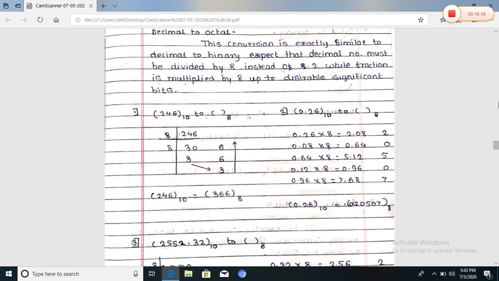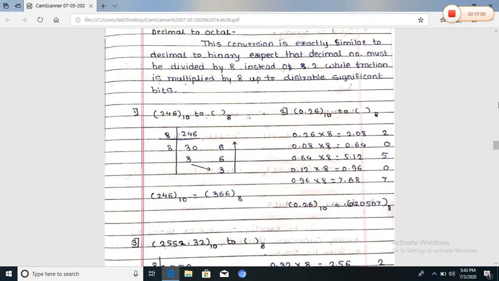The only change is that for decimal to binary we divide by 2, because binary has base 2, and octal has base 8, so we divide by 8. Same for decimal to hexadecimal, the same explanation applies. If the decimal number is a fraction, to convert it into octal, multiply by 8, and after the point you note the integer part, take the fraction again and multiply, up to 4 significant digits or bits, and this is the process.